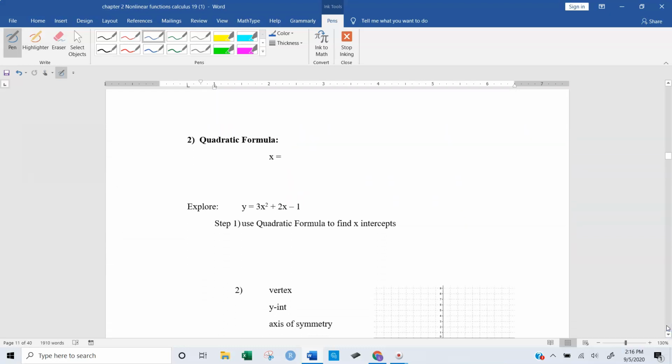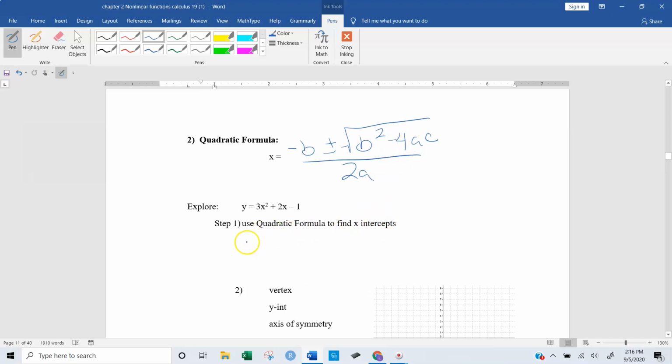Quadratic formula. And you're not even here to sing with me. How sad. So let's remember x equals the opposite of b plus or minus the square root of b squared minus 4ac all over 2a. I hope you sang it along, even though you didn't have to. All right, quadratic formula to find the x-intercepts.